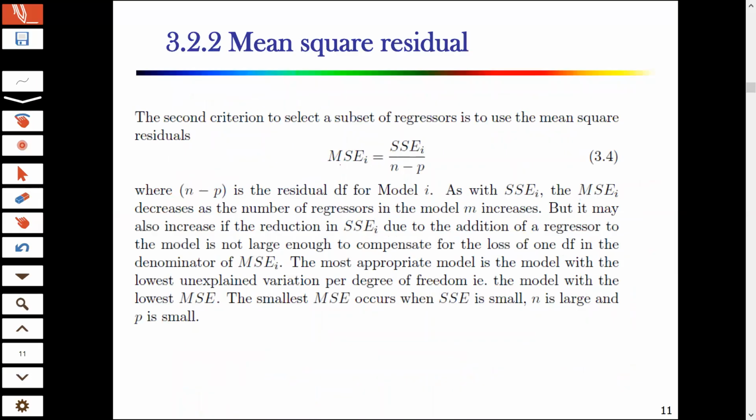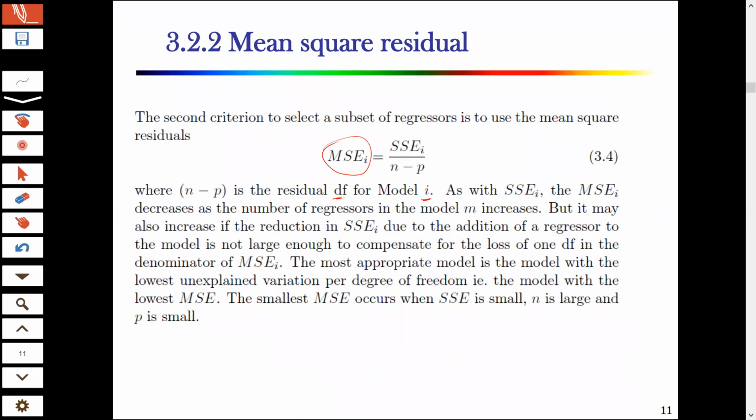The second criterion is called the mean square residual. Mean square residual is just the SSE divided by n minus p, where n minus p is the residual degrees of freedom for model i. So that means we need to calculate MSE for each model and then select the best model with the lowest MSE.